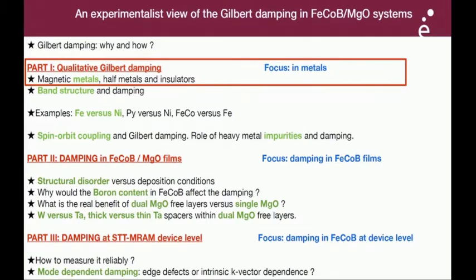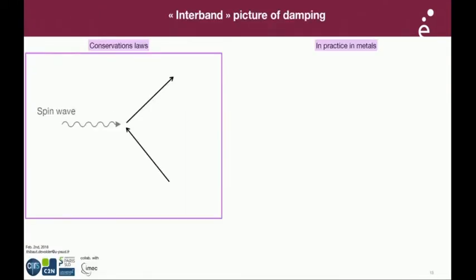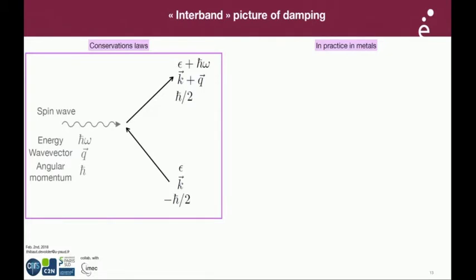Let's now try to describe what Gilbert damping is. Gilbert damping is essentially the decay of a spin wave in a magnetic system. So if you want to annihilate a spin wave in the magnetic material, you need to obey some conservation laws. You need to carry the energy away, you need to carry the wave vector away, and you need to carry the angular momentum of the spin wave away. So you need interaction with other degrees of freedom.